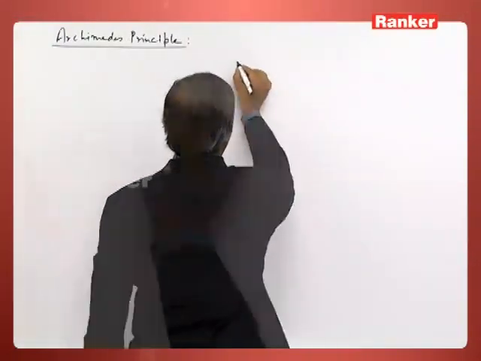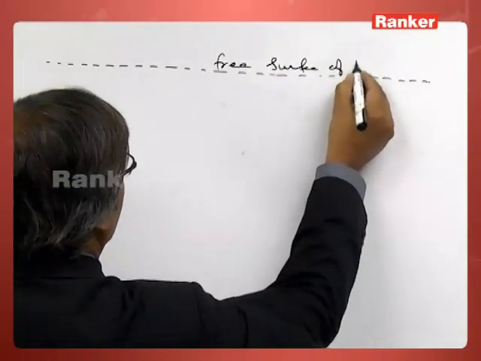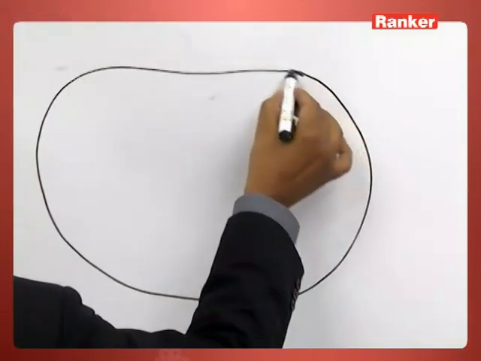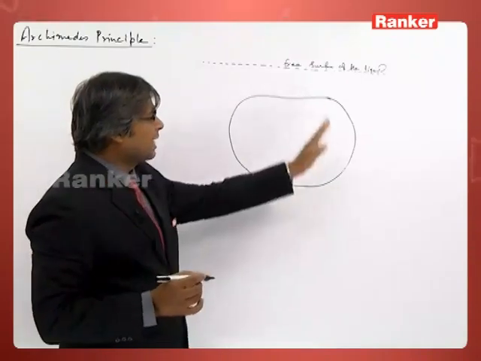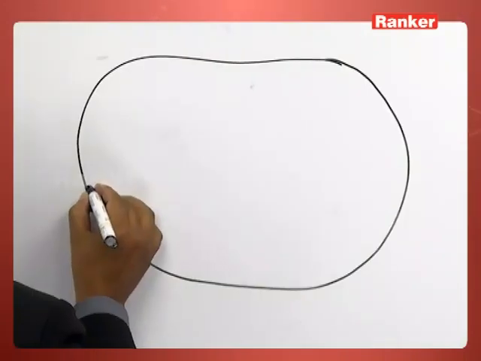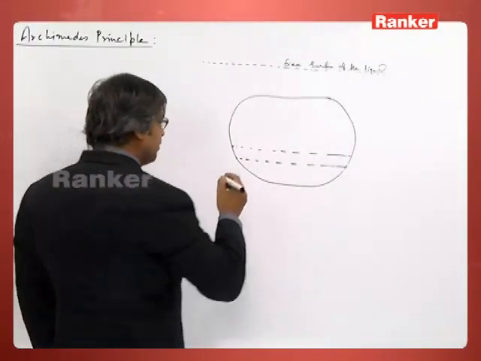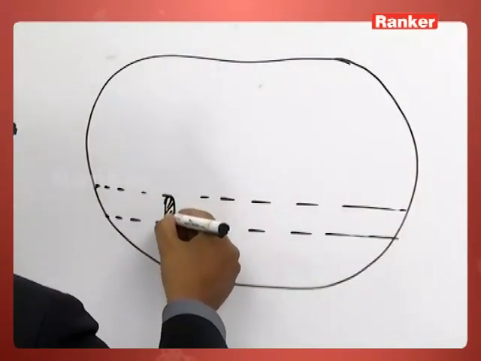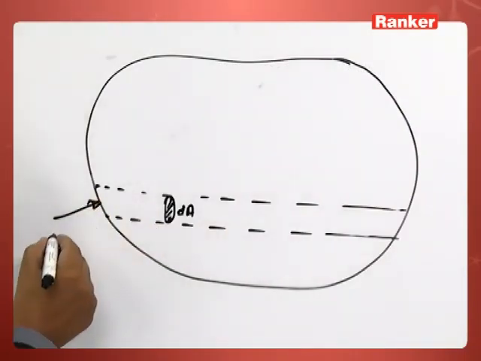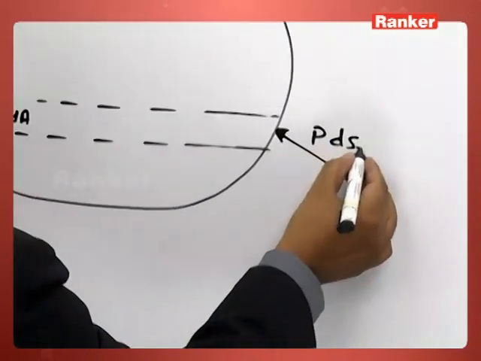So now let us prove this Archimedes principle. This is the free surface of the liquid, and this is our submerged body. The pressure forces are acting from all directions. Let us first see the horizontal case. In order to see the horizontal case, I have taken a small cylindrical element such that the cross-section area of this cylinder is dA. This is the pressure force acting here, P into ds1, and here we again have the pressure force P into ds2.